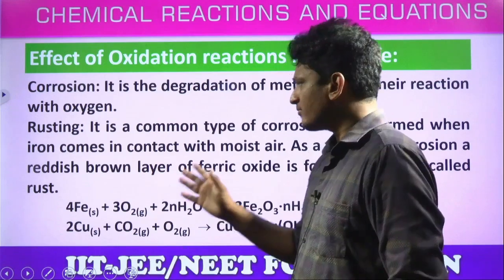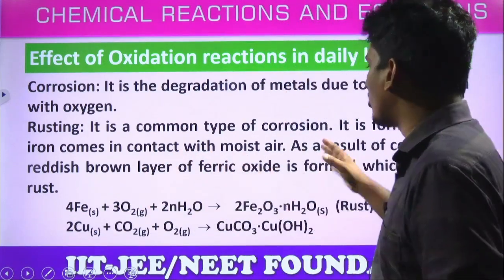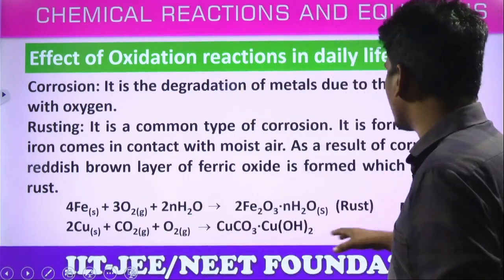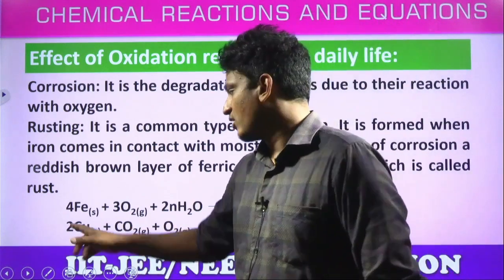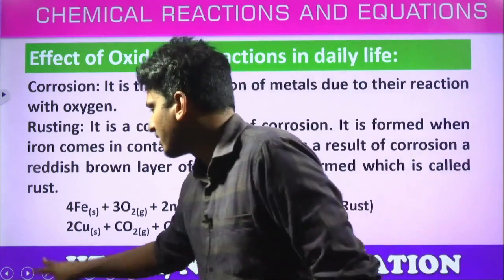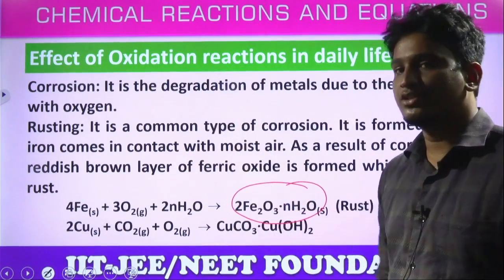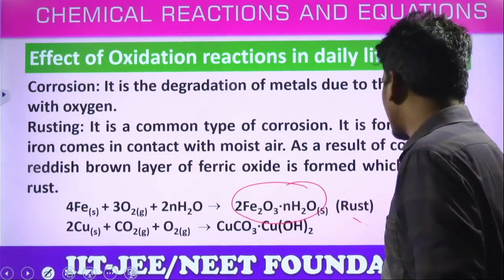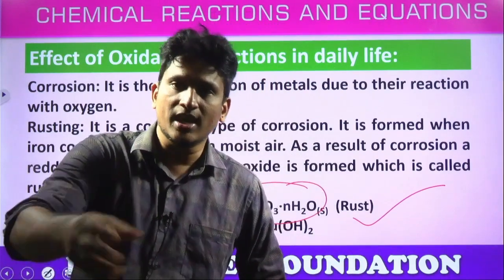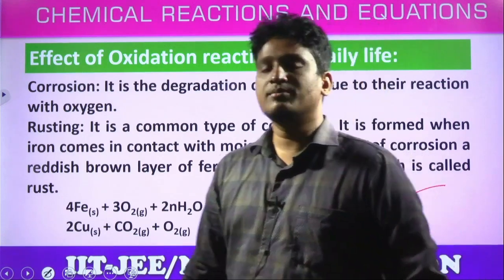Look, it's a common type of corrosion. It is formed when iron comes in contact with moisture. As a result of corrosion, a reddish brown layer of ferric oxide is formed, which is called rust. Look, iron in the presence of oxygen and H2O forms, what is the compound, students? Fe2O3.nH2O, where n means any number of water molecules, water of crystallization, and this is called rust. This process is called an oxidation reaction. Rusting, corrosion, all come under oxidation only. Yes or no? Statue of Liberty, what is the color?